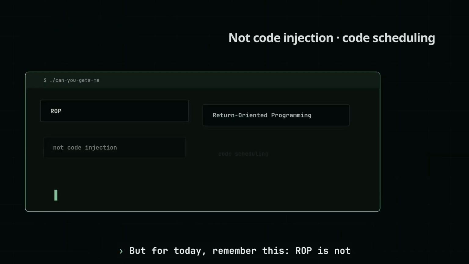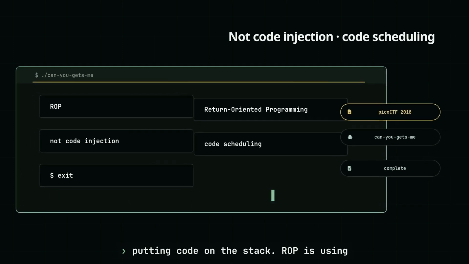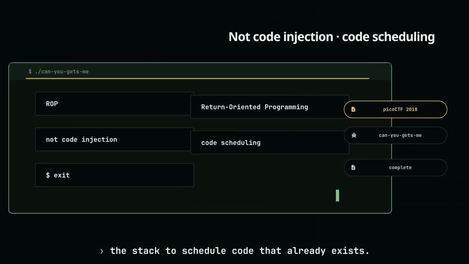But for today, remember this, ROP is not putting code on the stack. ROP is using the stack to schedule code that already exists.